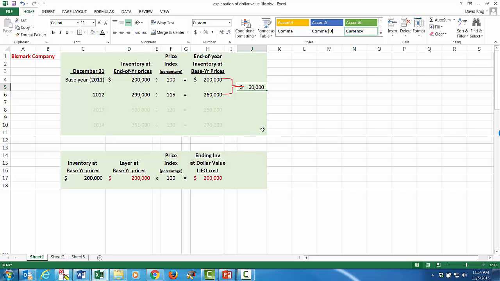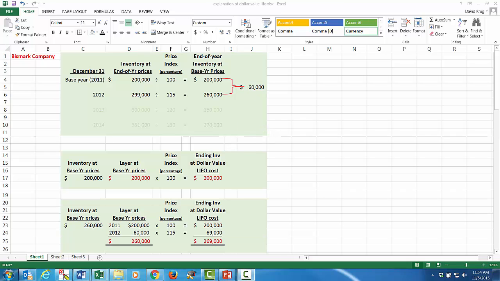So let's move to the next step now. The next step is taken care of down here. Okay, now our inventory at base year prices, we can see, is 260 right there. Our inventory at base year prices is 260. Now we're going to divide that up into the layers. Now 200,000 of that was from 2011. And then this $60,000 increase is from 2012. That is the layer increase that we just calculated.